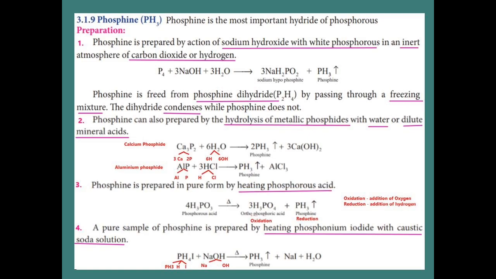Then the third one, phosphorus acid, formula H3PO3, undergoes auto reduction and oxidation. One phosphorus acid adds oxygen, we get orthophosphoric acid. Another loses oxygen from phosphorus acid, we get phosphine. Then the fourth method, when you heat phosphonium iodide in caustic soda solution. What is caustic soda? It means sodium hydroxide. One of the products is phosphine along with sodium iodide and water.